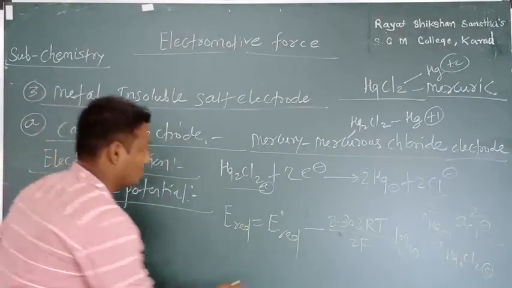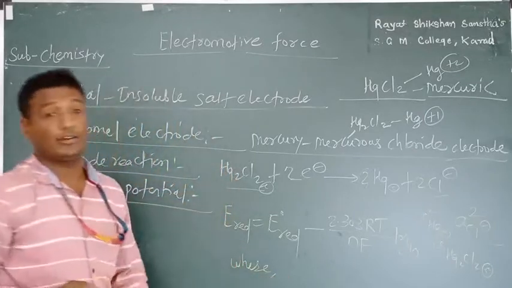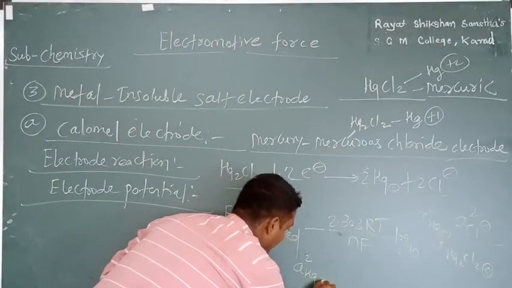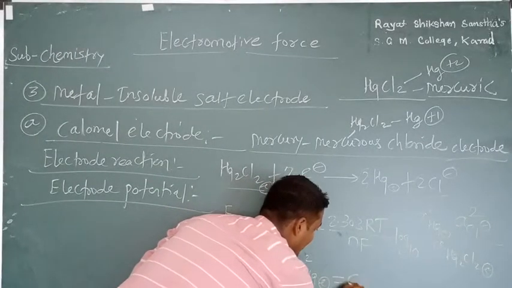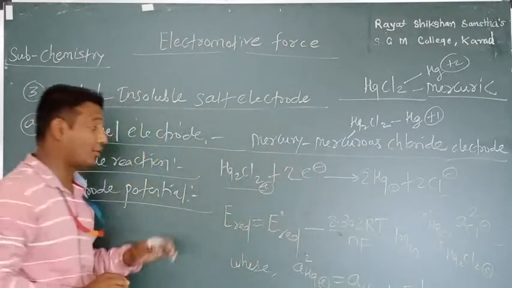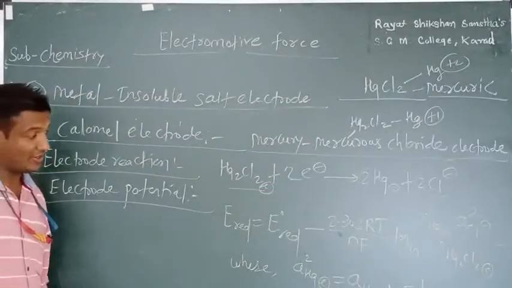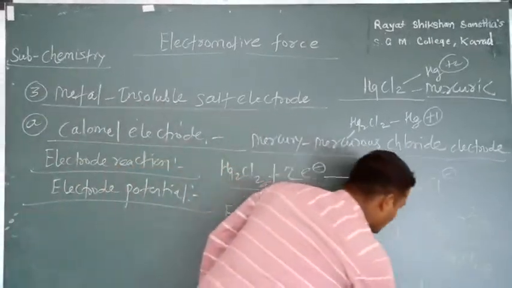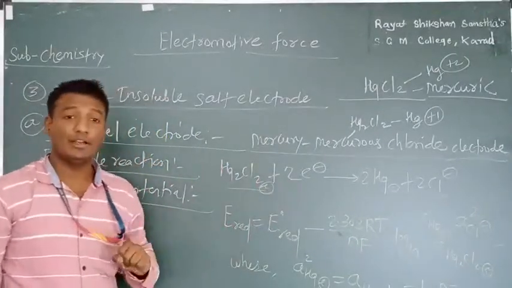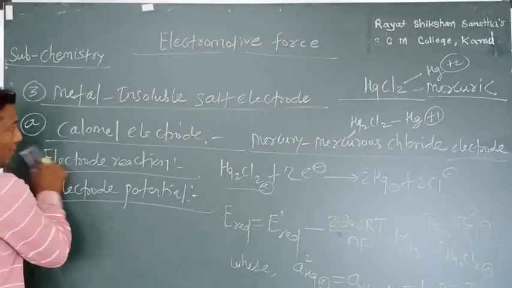Then we will put down the values. First write down that the activity of pure metal is 1. So here the activity of Hg and the activity of Hg2Cl2 is considered as 1. Why? Because this is the pure metal and this is the pure salt. That's why its activity will be 1. And what about n, the value of n? n is nothing but the number of electrons. So what is the value of n? 2.